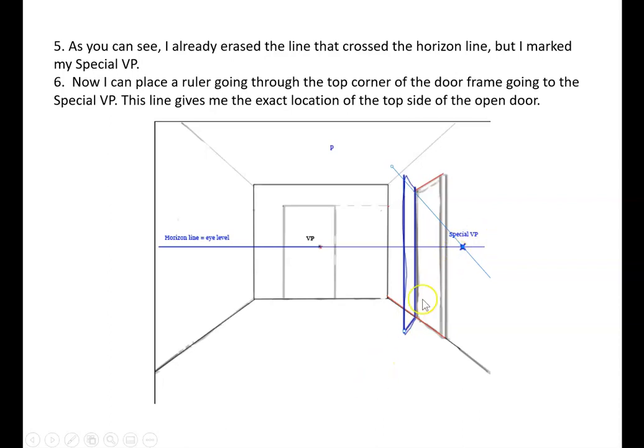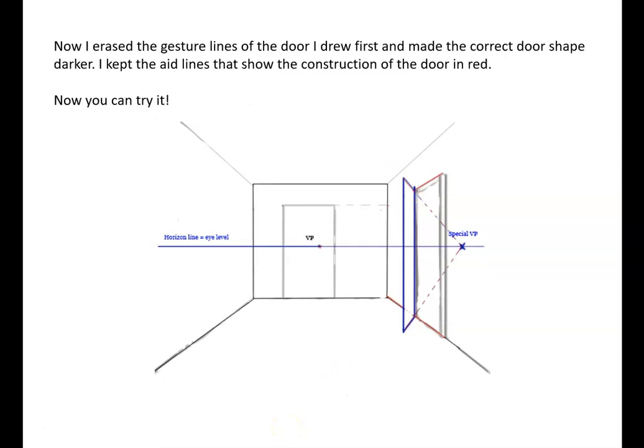And as you can see, this line, I erased it. Oh, actually, I didn't erase it, it was just Photoshop. But I marked the special vanishing point. I made tick marks with my brush tool. And now through this special vanishing point, I make a line that goes through the corner of the door frame. So that line gives us the top of the door line. Now you can see it better this way, and now I can make the door darker when I have the correct shape of the door. And now you can try it. And I hope you have fun with this.